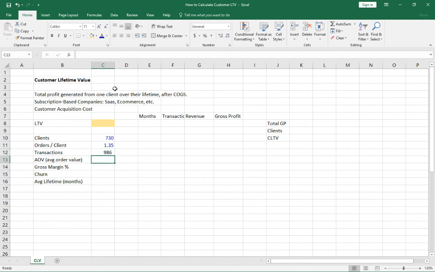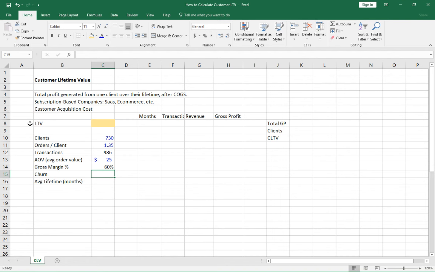And average order value, again, this needs to be an assumption. Let's say on average our subscription costs $25. Then the gross margin percent. Let's say it's 60%. So when someone pays $25, 40% of that goes to the coffee beans, shipping, and paying the factory, and 60% is just profit for the company.